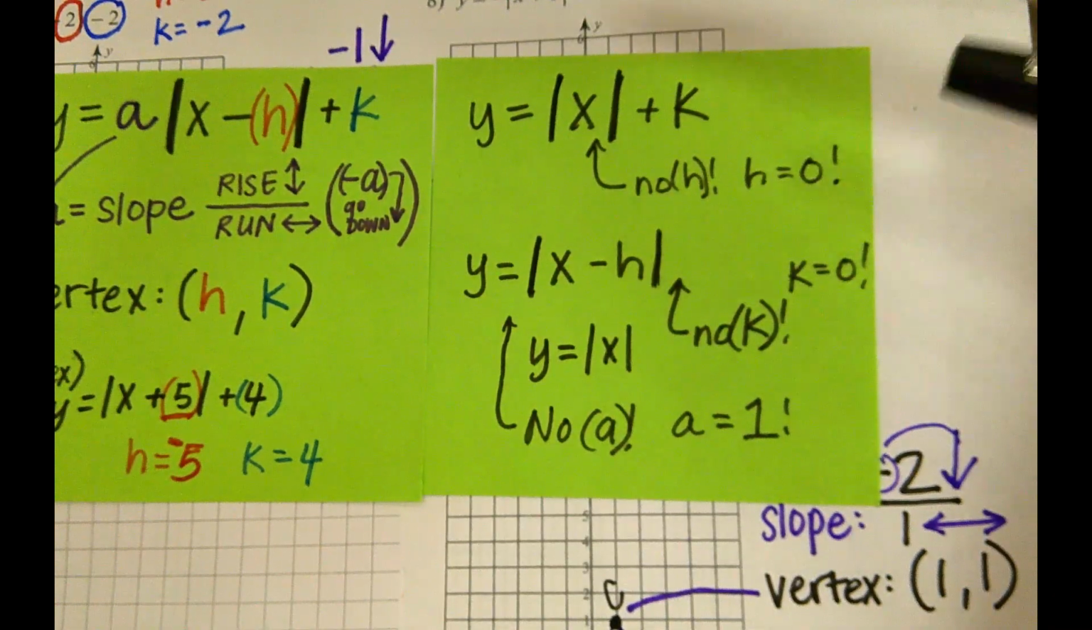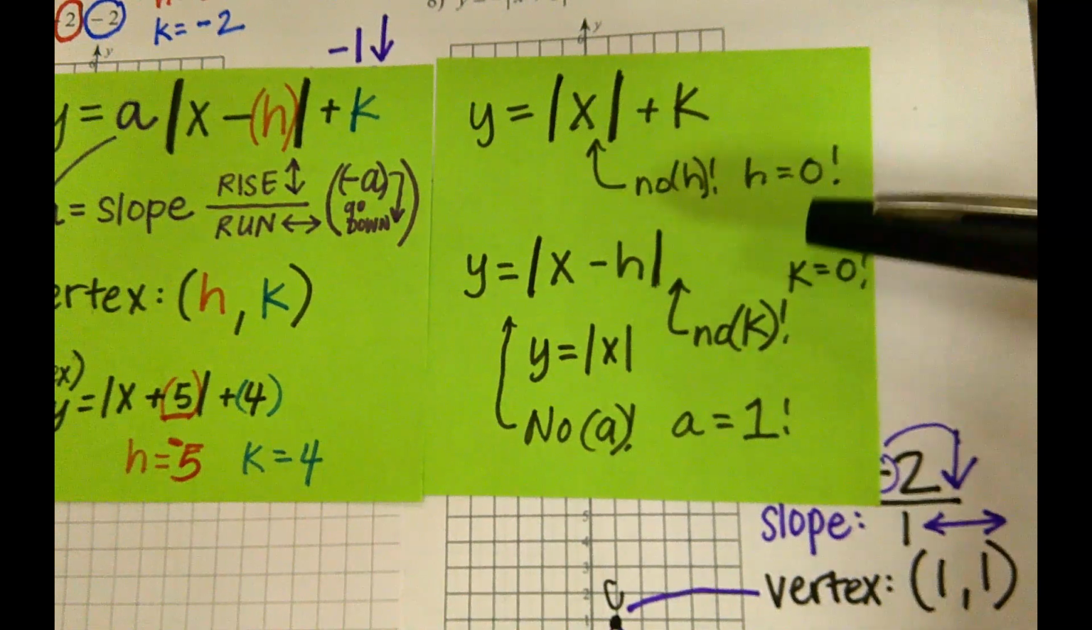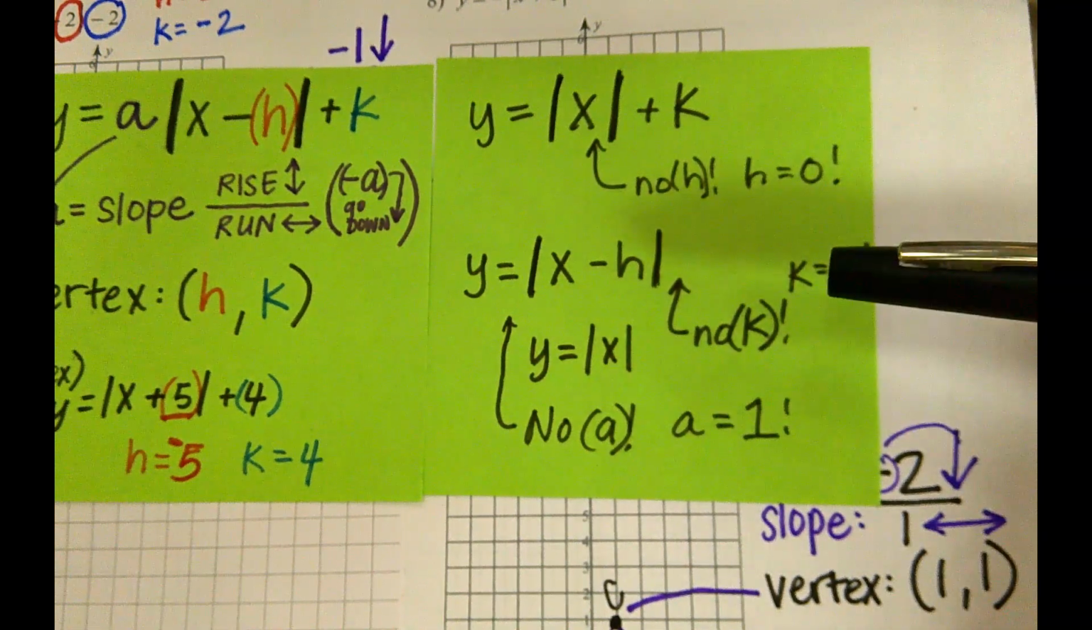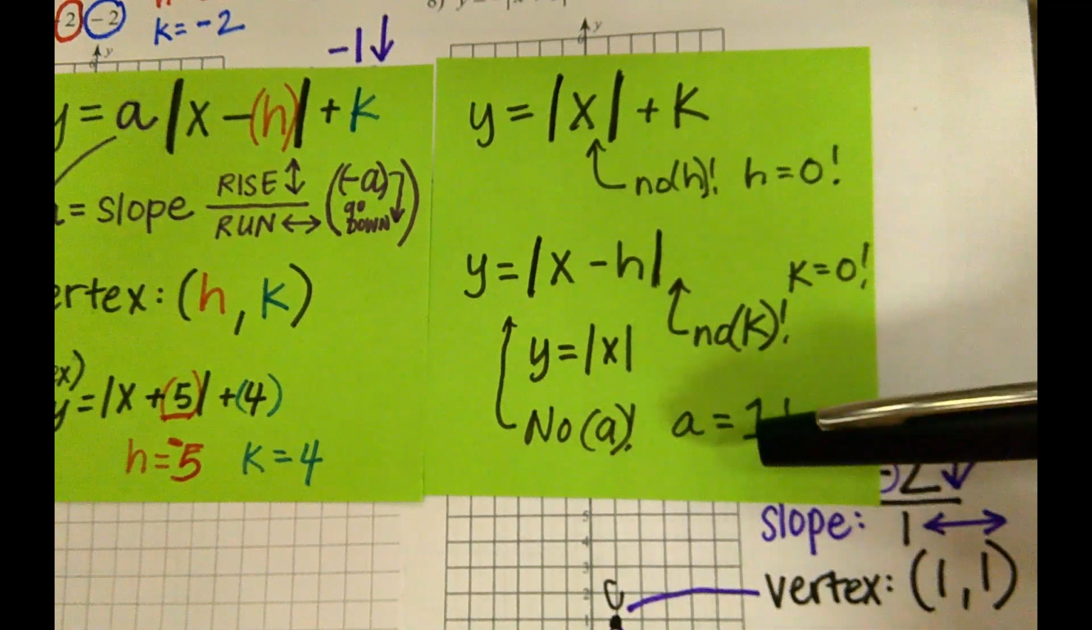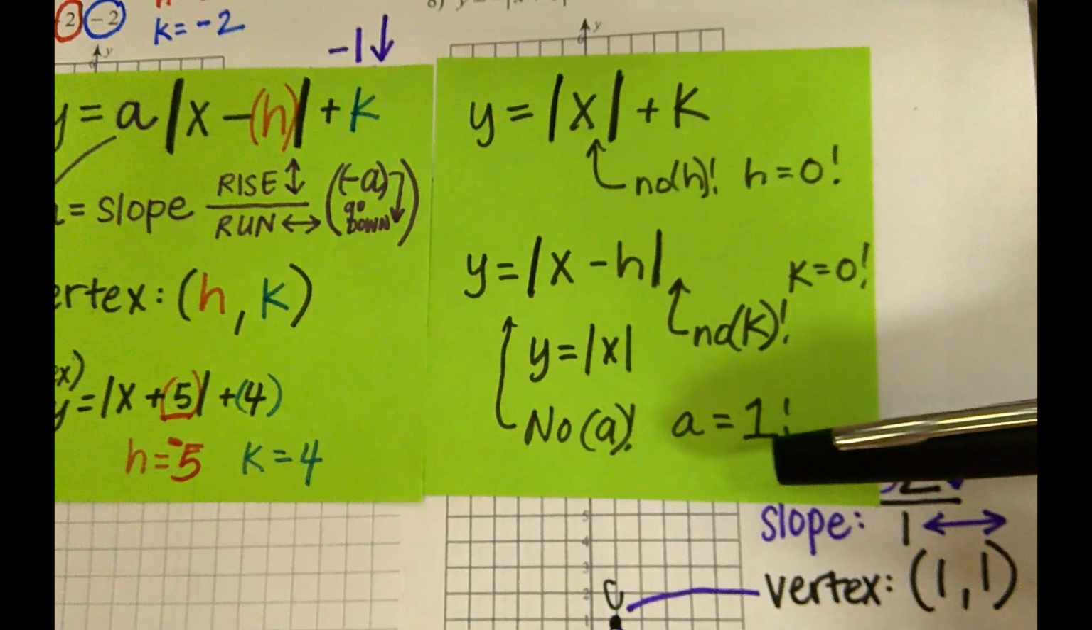So this is a good note to make as well. If there's no H, H is 0. If there's no K, K is 0. If there's no A, A is 1. That's the difference. That was a good question.